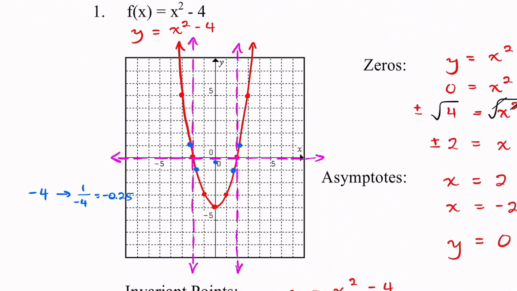So let's next draw our graph through those points. So we got our reciprocal function, and then I'm just going to make a note of these points. This one here was at 0 and negative 4.